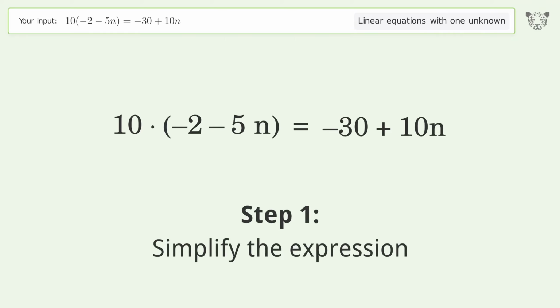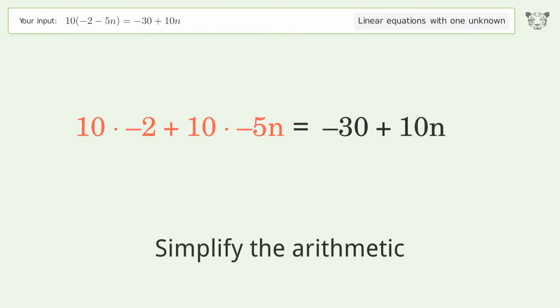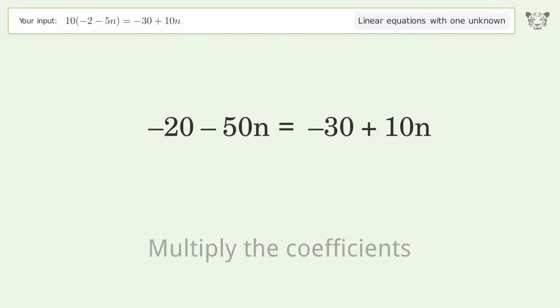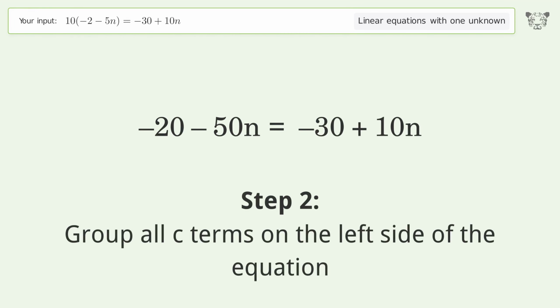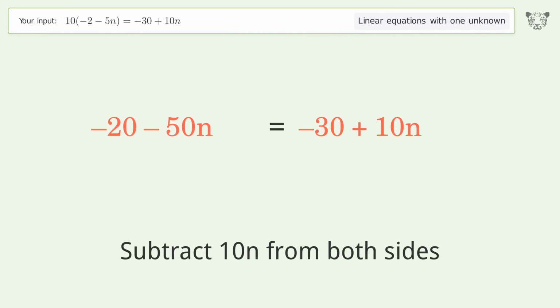Simplify the expression. Expand the parentheses. Simplify the arithmetic. Multiply the coefficients. Group all n terms on the left side of the equation. Subtract 10n from both sides.